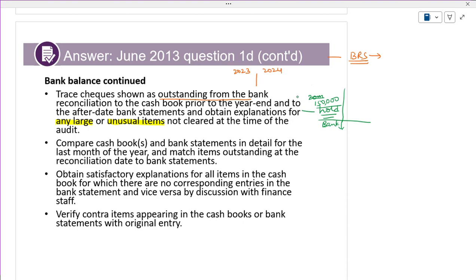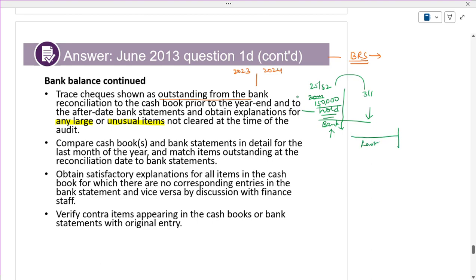You say that this check has been dated for the 25th of December, but don't clear it until the 3rd of January. Then what will happen? Actually, it belongs to this year, but it is going to be cleared next year. If it is not cleared, automatically the bank balance will be more during the year, and next year, when it gets cleared, it will have an effect on the bank balance. So whenever you see this, that's the most important thing.